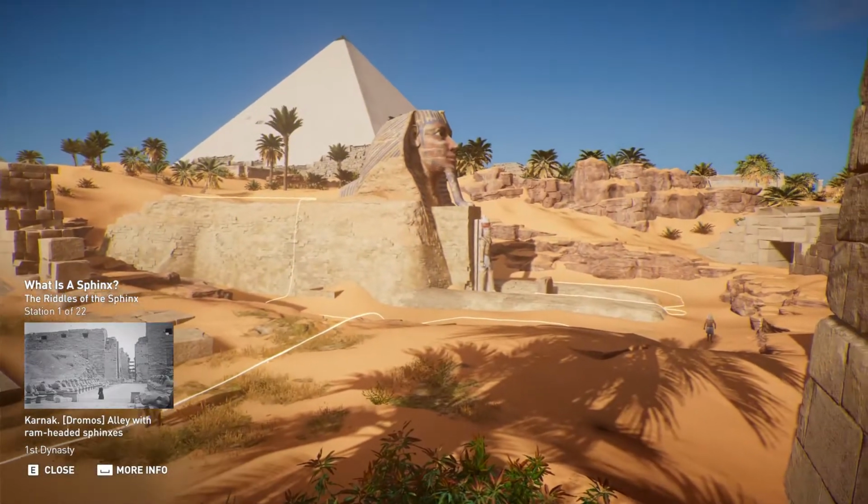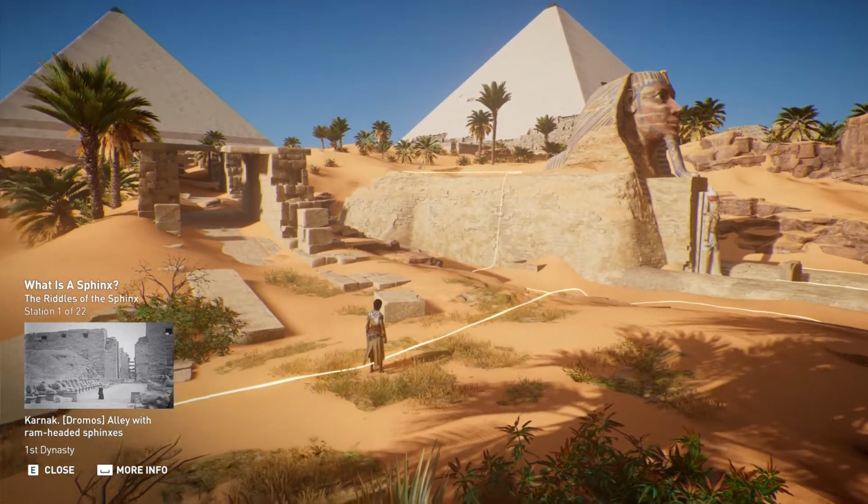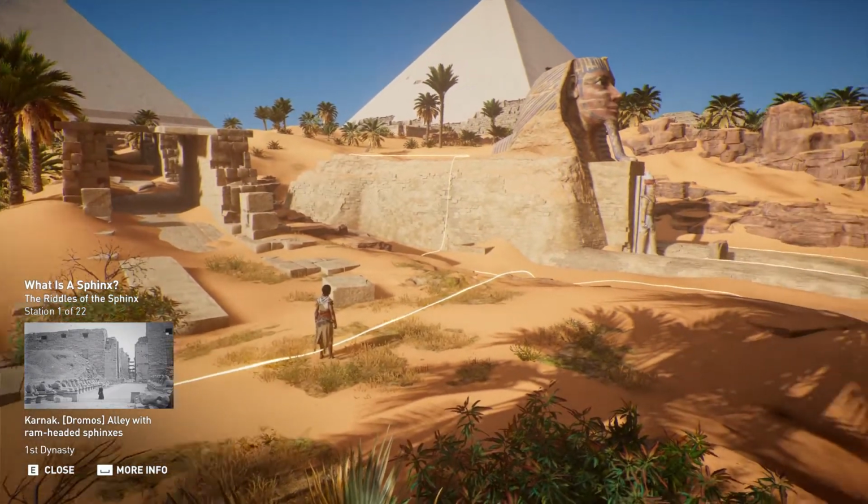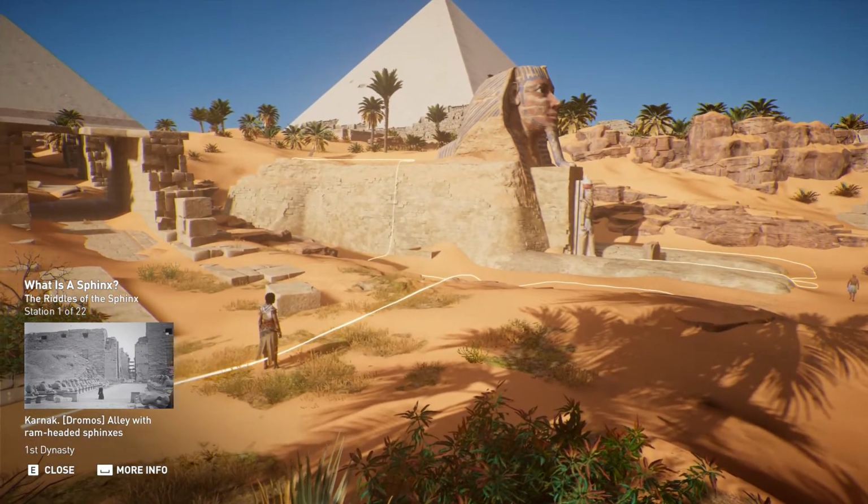Unsurprisingly, statues of sphinxes could be found along the dromos, protectors of the path taken by the gods to reach the temples.